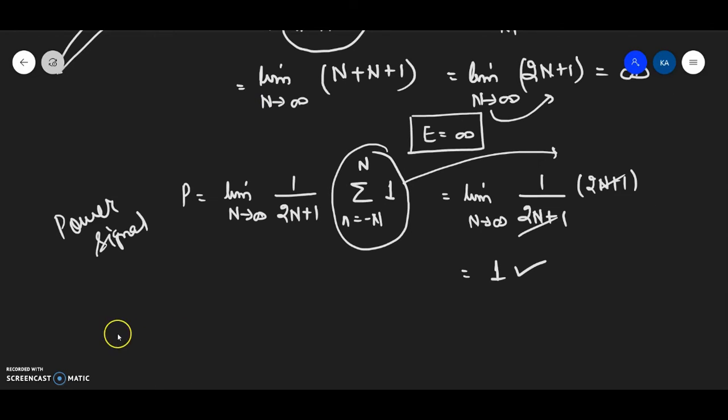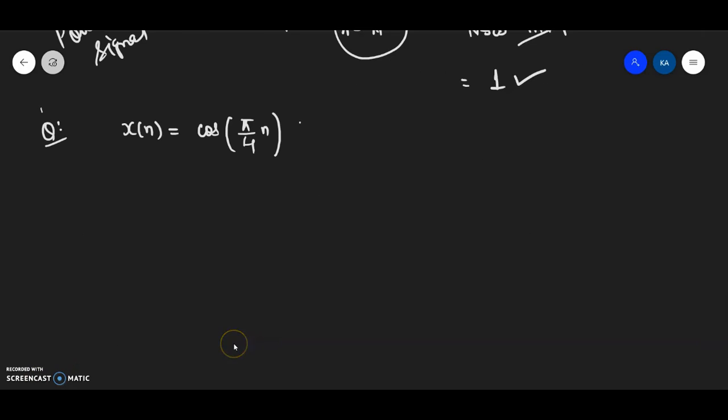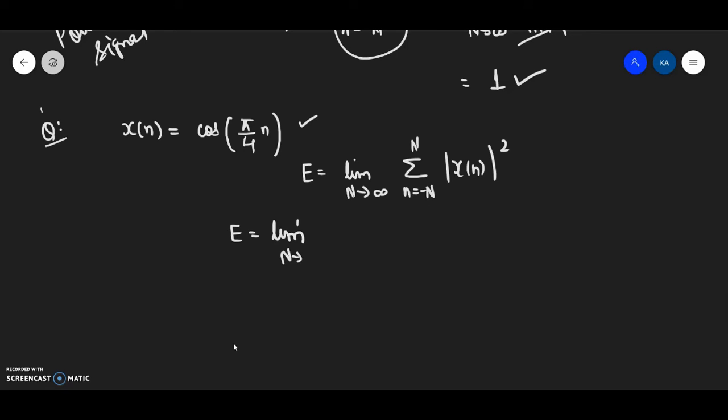Now let us take another example. This is the next question that we are taking up. Again we have to find whether this is an energy signal or a power signal. So let us first try to find the energy. The energy will be limit, I am writing the formula repeatedly so that you are able to memorize it. Fine. And n running from minus n to n and mod of x[n] square. So the energy of the signal will come as limit n tends to infinity, n running from minus n to n, and this will be cos square pi by 4 n.